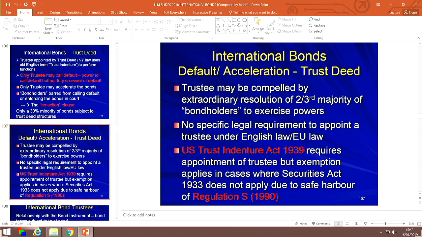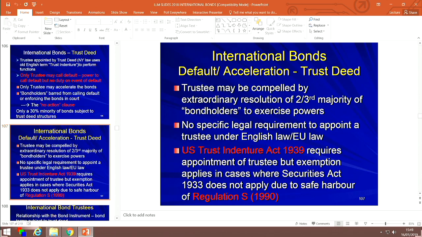Well, there is a backup. The trustee can be compelled by an extraordinary general resolution of two-thirds of the majority of bondholders, two-thirds again, to exercise its powers, to call a default or otherwise. Therefore, the bondholders can't do anything; they can only instruct the trustee to take action. It's a power to compel the trustee to take action.